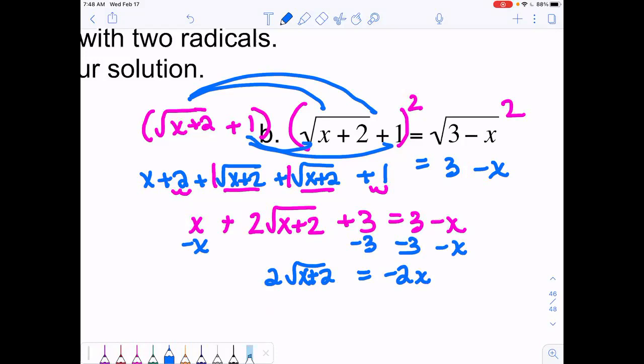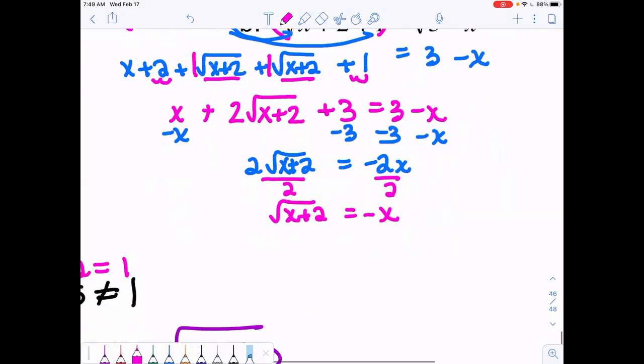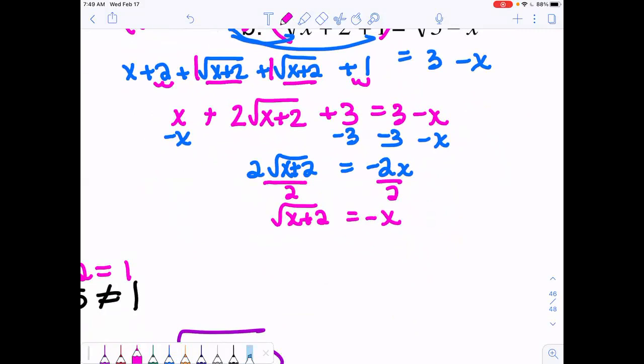So as you're working, you see that there are definitely similarities between the two. After you combine your like terms, you take the numbers to the other side, you should be able to divide the radical by 2. And then we have that negative x left on the right side. Very similar to the other problem. So square both sides and set it equal to 0.